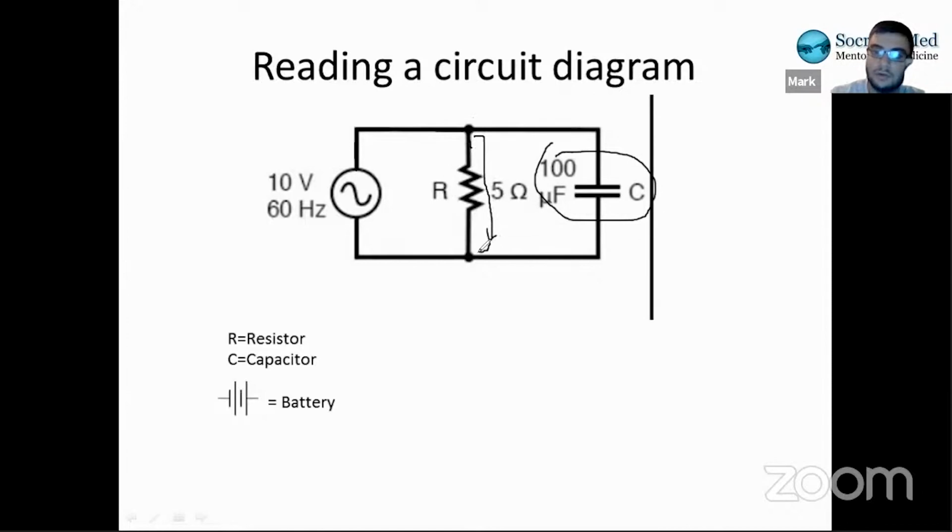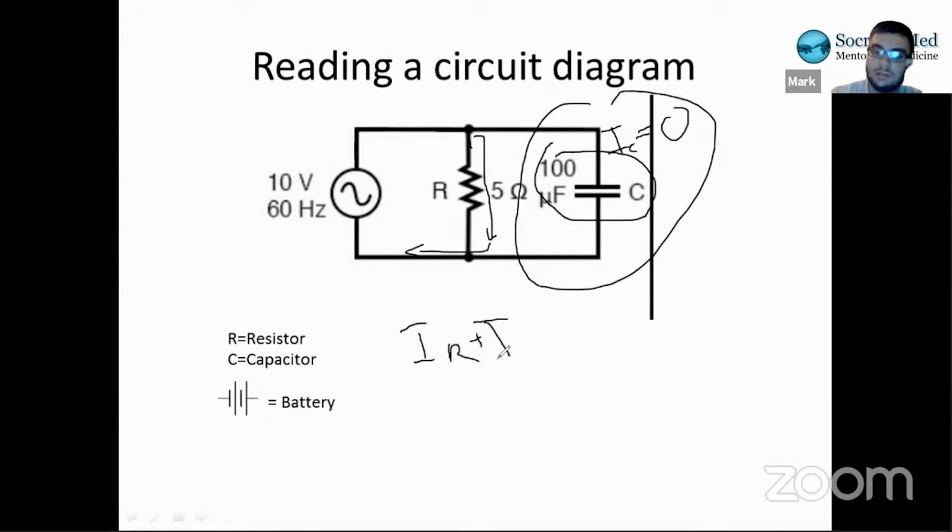You can think of it only passing through this way because the current here, I sub C, for the capacitor, equals 0. If the I here is 0, that means I R plus I C equals I total, right?